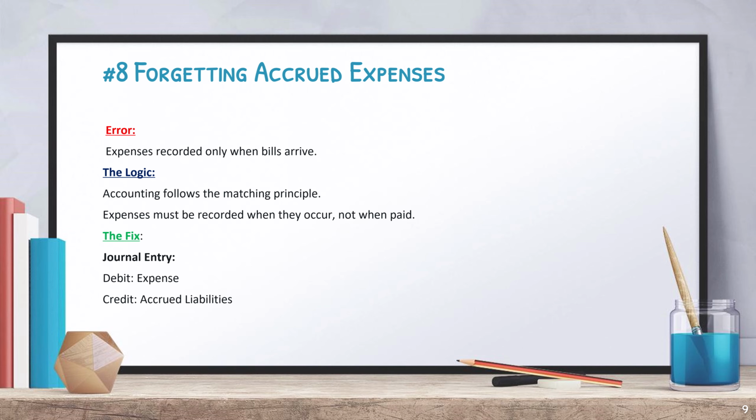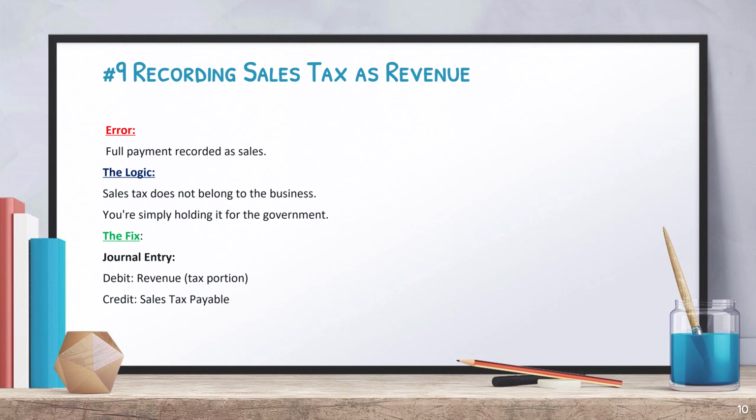Number 8, forgetting accrued expenses. This is a common year-end mistake. For example, utilities used in December, but the bill arrives in January. The logic: accounting follows the matching principle. Expenses must be recorded when they occur, not when paid. The fix: enter the journal entry below. This ensures the expense hits the correct accounting period.